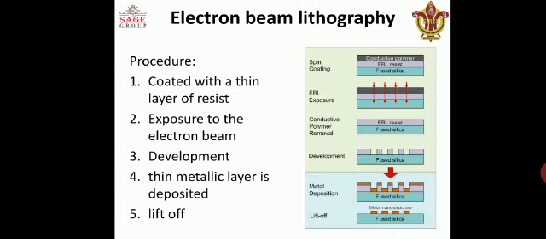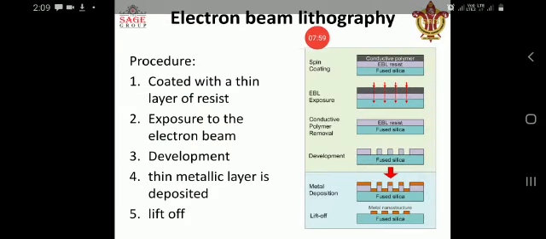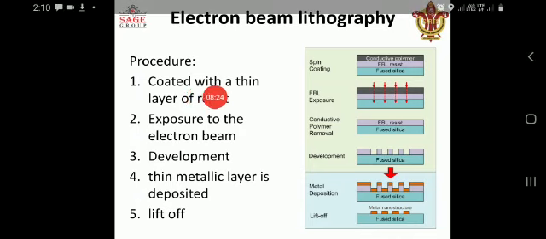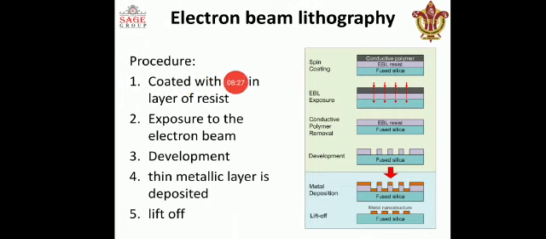Now we discuss the electron beam lithography step by step procedure. In this diagram there is a step by step procedure. The basic idea behind electron beam lithography is identical to optical or any other lithography. The first step is that the substrate is coated with a thin layer of resist.